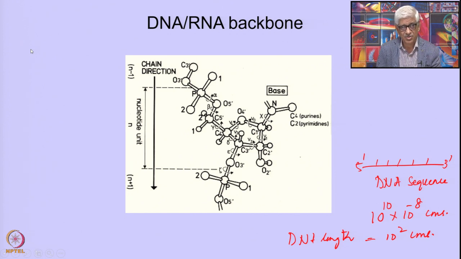However, you see the size of your cell is just about a micron, 10 to the minus 6 centimeters. And the nucleus is even smaller than that. Now, how is this entire DNA packed inside that small space inside the nucleus? Which obviously means that the molecule adopts a very folded structure. All kinds of folding happen there, and it is completely wrapped around in various ways, so that it is packed inside the nucleus.